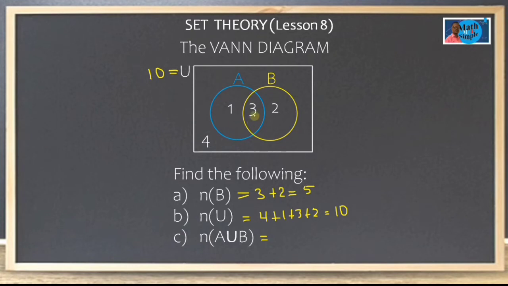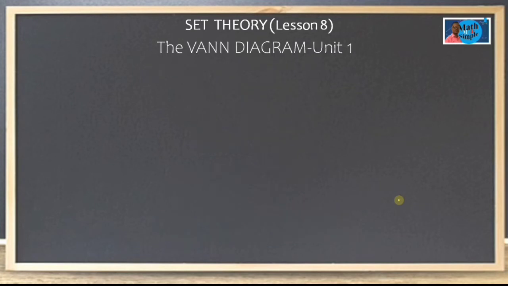So it means you have 1 plus 3 plus 2, which is 6. So we have 6 members in the union set.